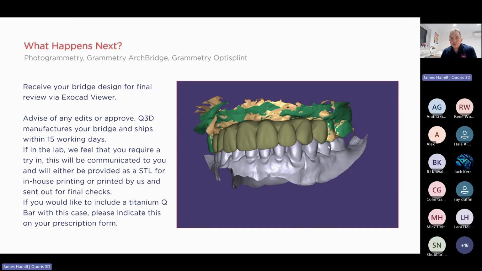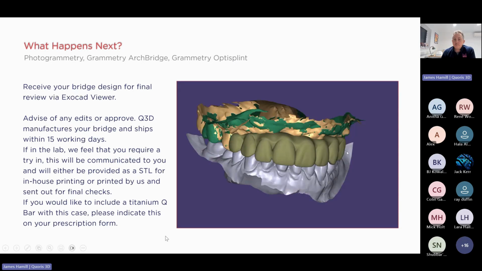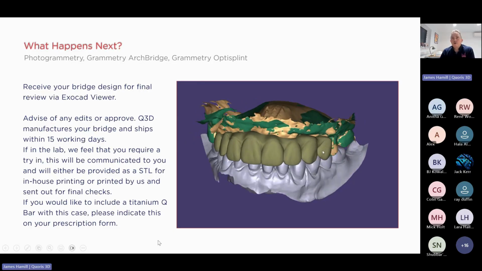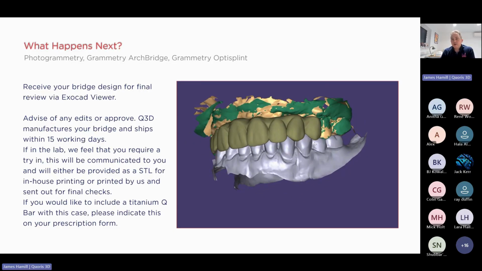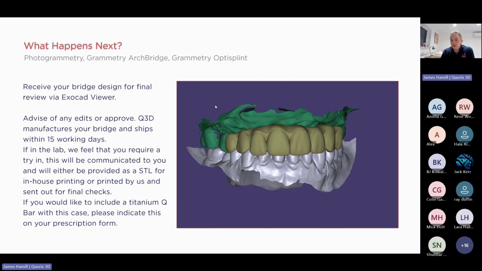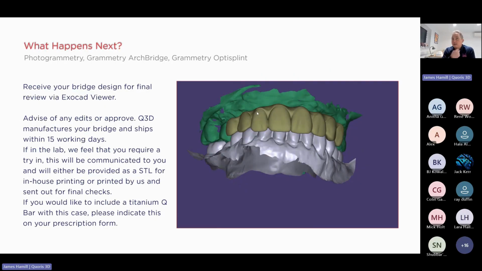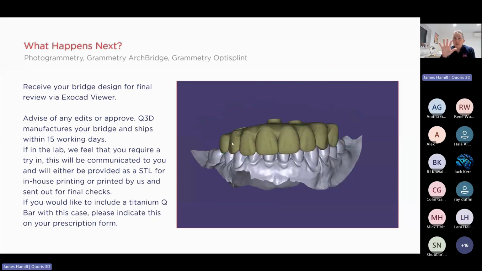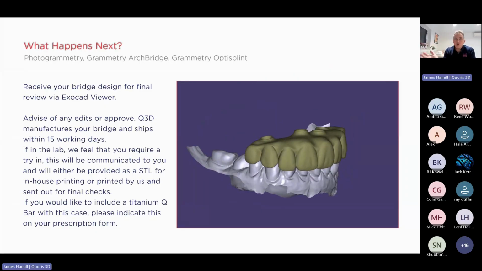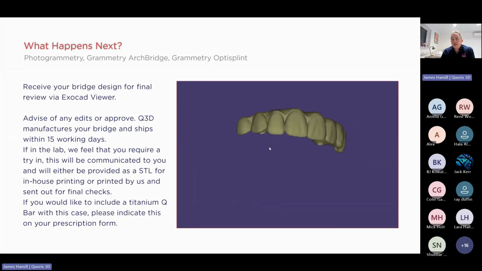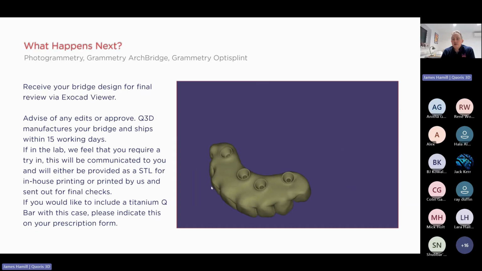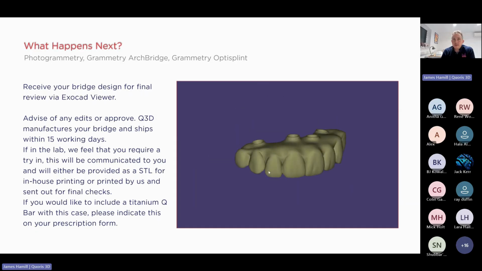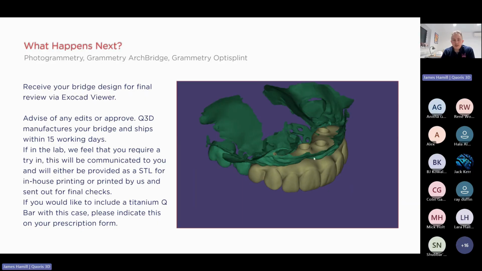Once we have the records, and we're happy with everything, you then receive from us a little ExoCAD viewer, which is where you can view the bridge that has been designed. This can be opened on any Windows computer. You just hit the link that we send you, and you can have a look at the temporary bridge. You can take various layers off and on. If you're happy at this point and you wish to go to final, you just need to let us know and we will go straight to manufacture.